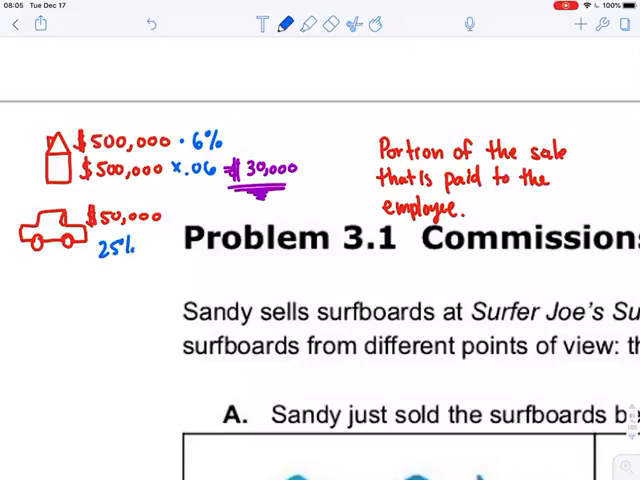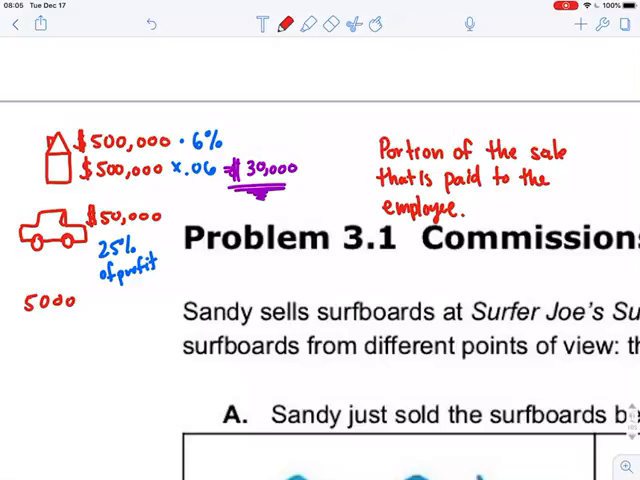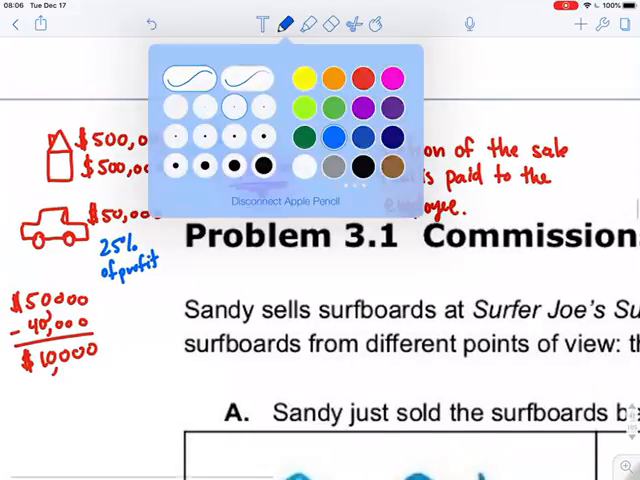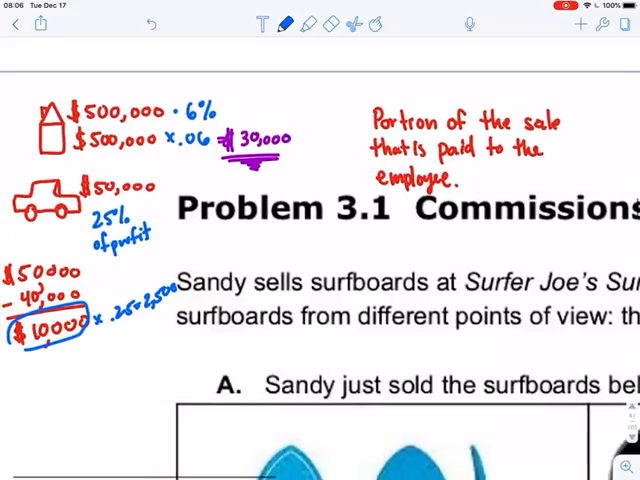So 25% of profit. If this car is $50,000 to sell, and the car cost the car dealership $40,000 to buy, that means the dealership is making $10,000. Of that $10,000, 25% goes to the salesman, $2,500. I'm not sure that the profit is that high per car sale, but that's just an example of it.